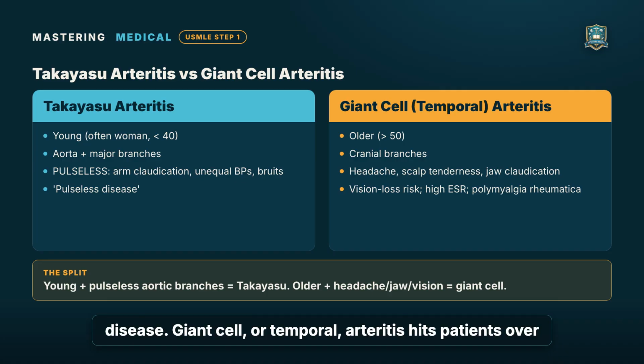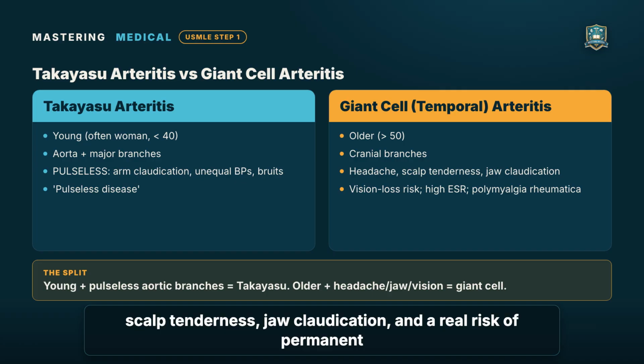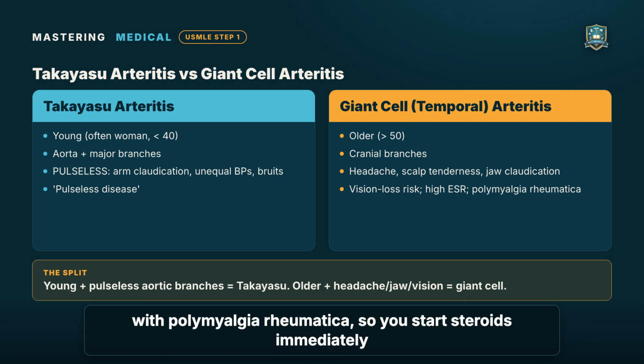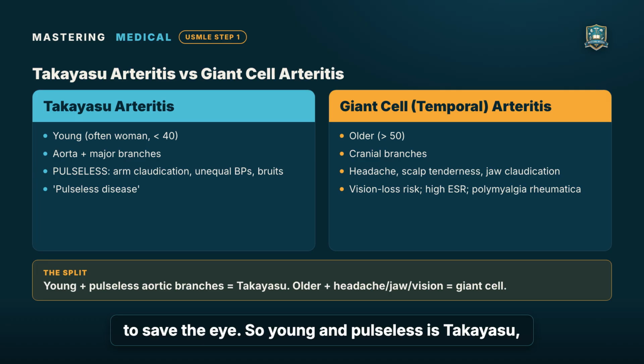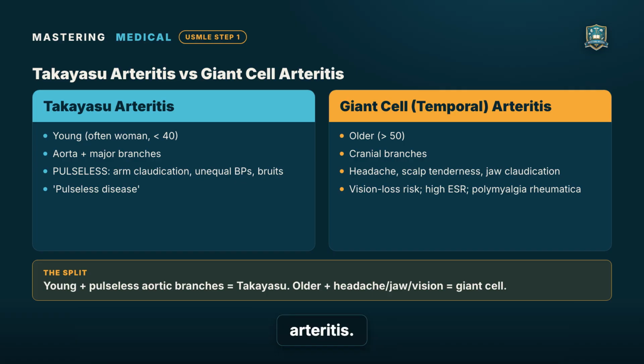Giant cell or temporal arteritis hits patients over 50, attacking the cranial branches with a new headache, scalp tenderness, jaw claudication, and a real risk of permanent vision loss. The inflammatory markers are high and it overlaps with polymyalgia rheumatica. So you start steroids immediately to save the eye. So young and pulseless is Takayasu, while older with a headache and jaw claudication is giant cell arteritis.